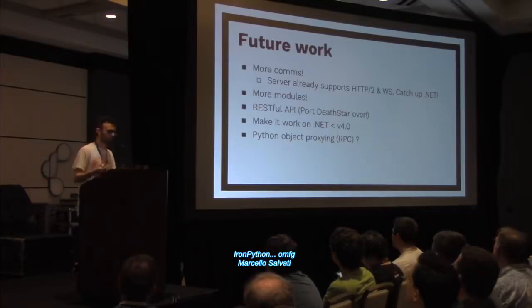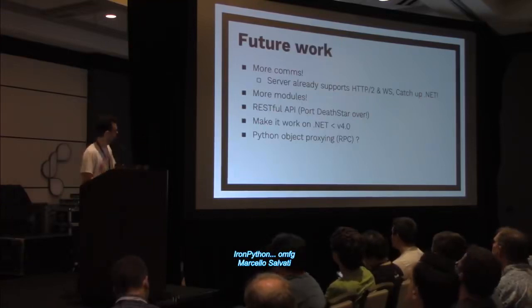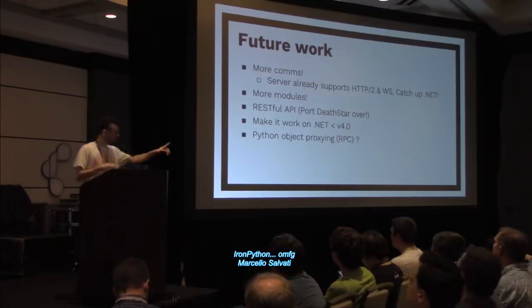More modules. RESTful API. I'd like to port DeathStar over. If you're not familiar with DeathStar, it's another one of my projects, and basically automates gaining domain admin in Windows Active Directory environments using Empire. I'd like to port it over to this because I think that would be amazing, but that would require me to finish all the modules in order to do that.